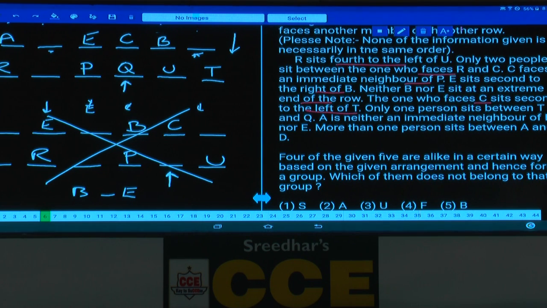Next one. And more than one person sits between A and D. As more than one person sits between A and D, D cannot be at this place, hence D must be at this end. Then who is the person left over here? A, B, C, D, E and F are the persons left over. In this one, P, Q, R, S, T and U are the persons left. Done with this? Now this is how these 12 persons are seated in two different rows, 6 persons in each, and 6 persons are facing towards south, and the remaining 6 are facing towards north.